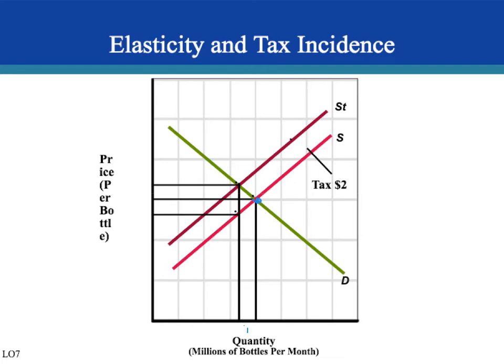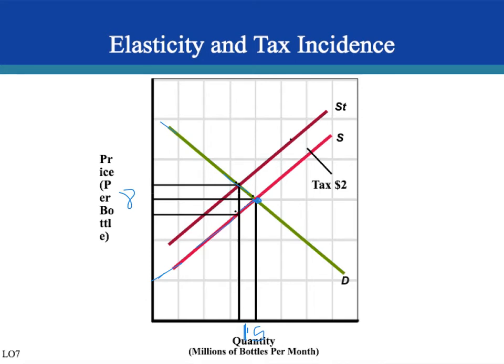producers will produce 15 million bottles of wine, and consumers will demand 15 million bottles of wine as well at $8 a bottle. And so we could see here, total surplus would be this triangle over here, and there would be no deadweight loss.